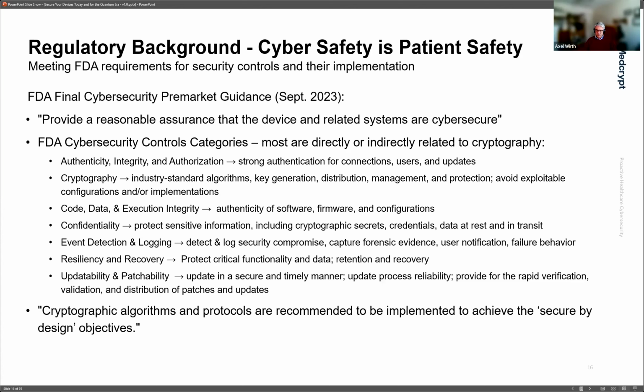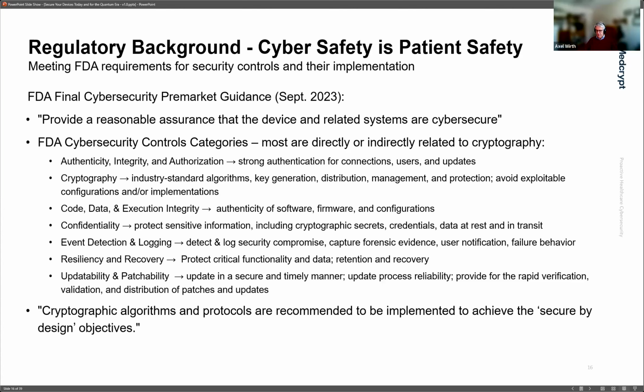FDA defined a number of security categories, including authenticity, integrity, authorization, cryptography, code, data, and execution integrity, confidentiality, event detection, logging, resilience and recovery, and then updatability and patchability. And if you look at that list, you see that some directly point to cryptography, such as the second one, or confidentiality as the fourth one.